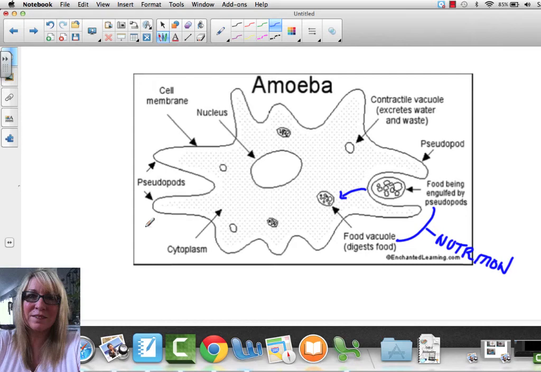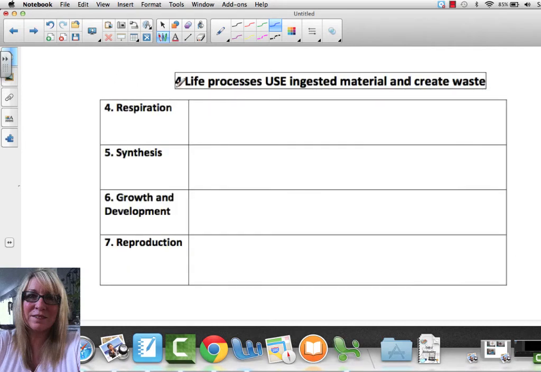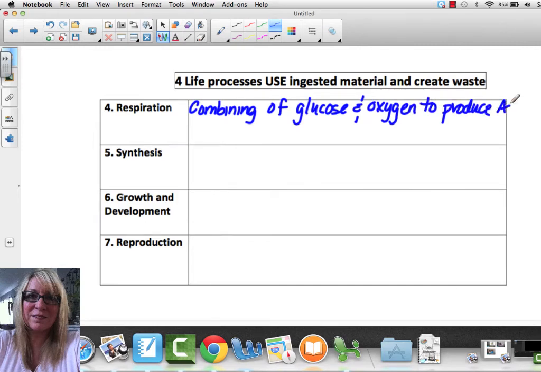Okay, let's continue. We just have a little bit more. I'm going to finish up the 8 processes. The next one is respiration, and that is the combining of glucose and oxygen to produce ATP. And ATP is energy.